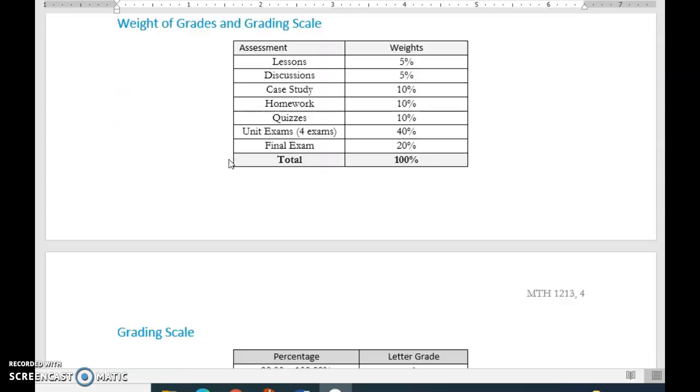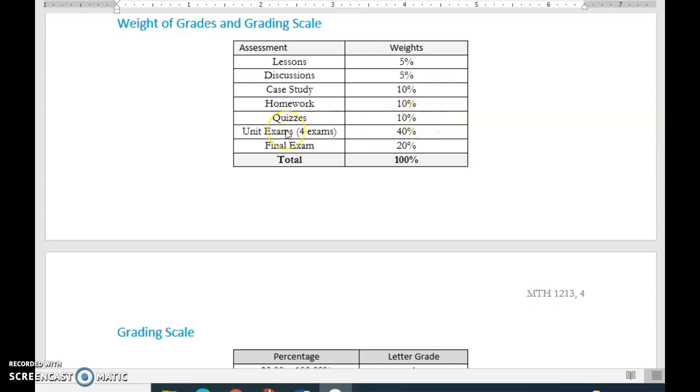I did want to talk to you about the weights of these different grades. Okay, so you'll have lots of different types of assignments in this course. Lessons and discussions count for 5 percentage points. Case studies are a whole letter grade. Homework is a whole letter grade. Quizzes are a whole letter grade.